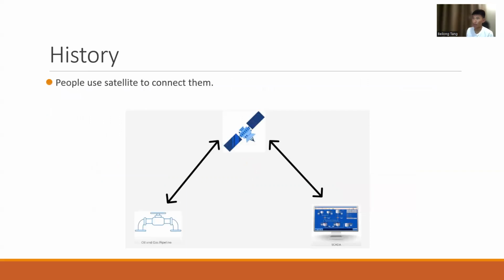So people came up with one way, which is to use satellite to connect them. However, this approach is very expensive. You send a message to the satellite, which sends it to the pipeline, which is really expensive. Even nowadays, it's still very expensive compared to the internet.